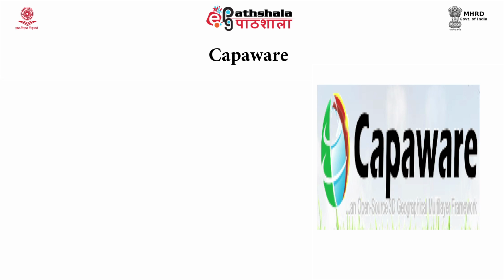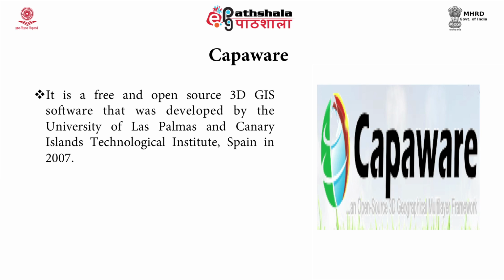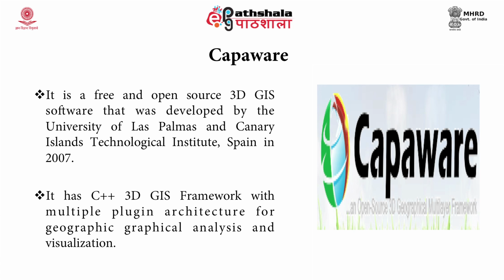Another software that is open source as well as free is Kappa-Ware, which is a 3D GIS software that was developed by the University of Las Palmas and Canary Islands Technological Institute, Spain in 2007. It has a 3D GIS framework which is based on C++ programming language with multiple plugin architecture for geographic, graphical analysis and visualization.